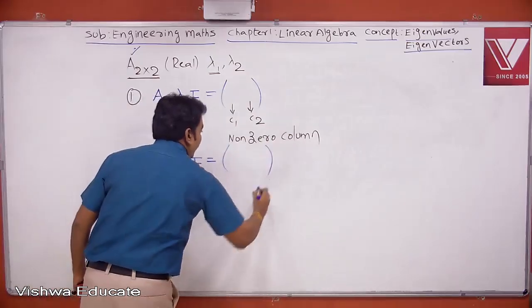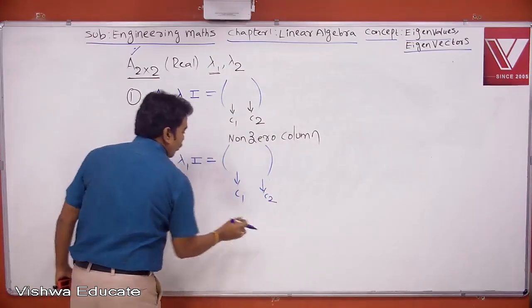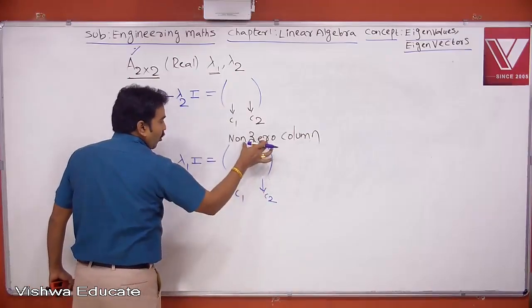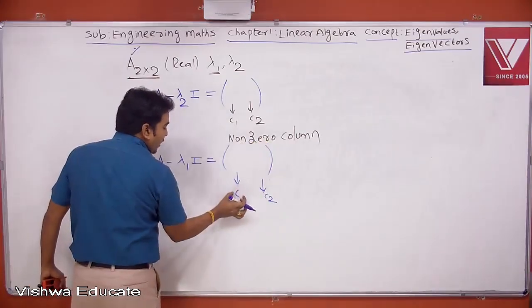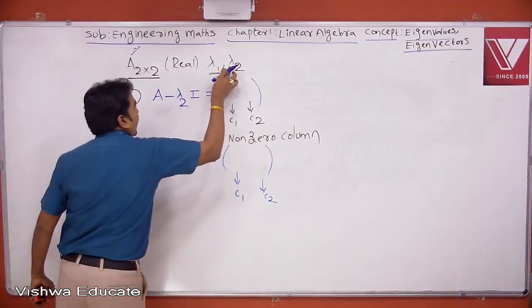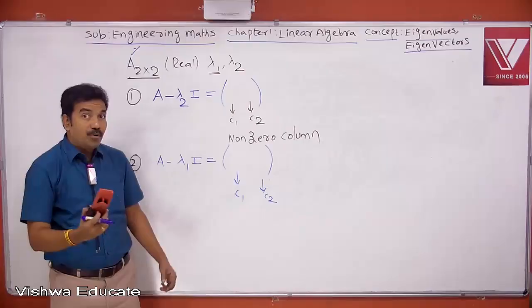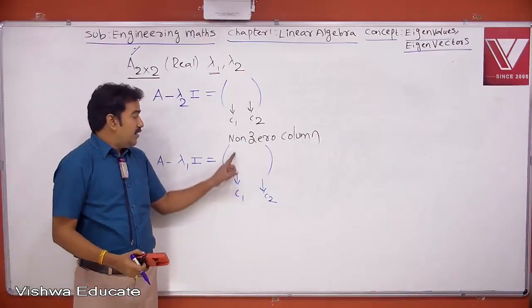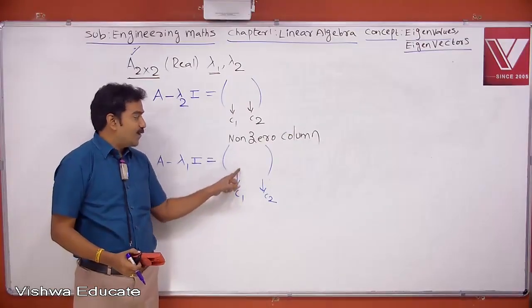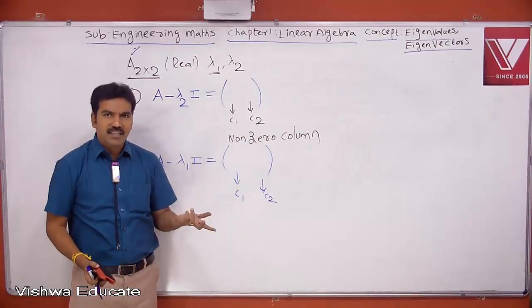You will get some 2 by 2 matrix. This is column 1, this is column 2. If either of them is a non-zero column, then it will be acting as an eigenvector of this matrix with respect to the eigenvalue lambda 2. Right? So you may have one doubt. If both columns are non-zero, then which do I need to select? Both you can take.